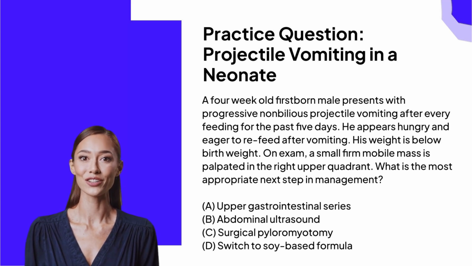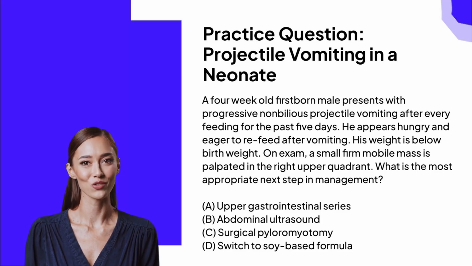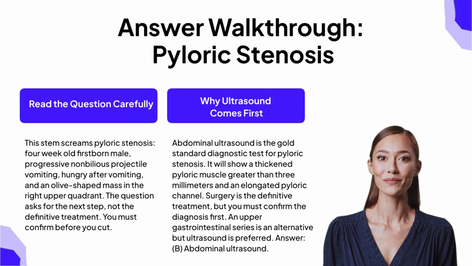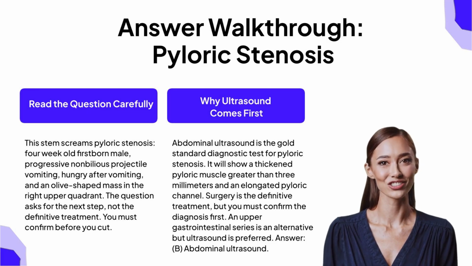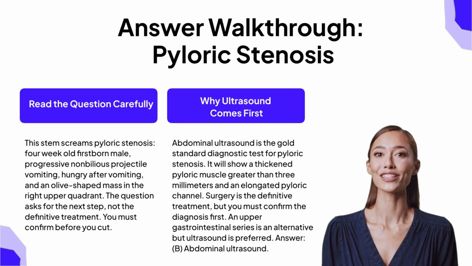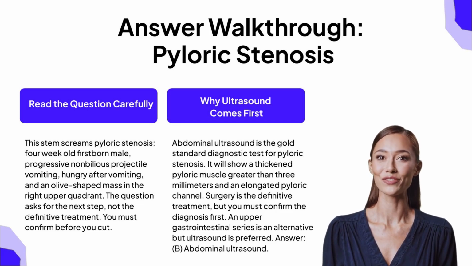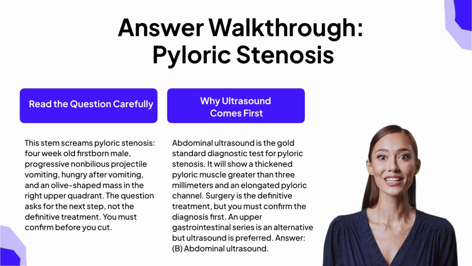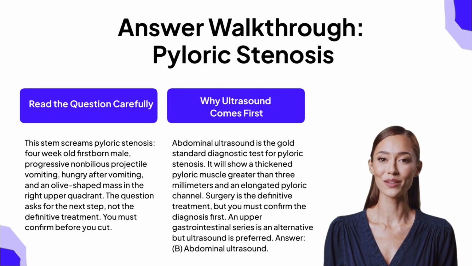Think about what diagnosis this pattern suggests and what the question is specifically asking for. Let us break down this answer. First, read the question carefully. This stem has every classic feature of pyloric stenosis: a 4-week-old firstborn male, progressive non-bilious projectile vomiting, eager to refeed, weight loss, and the olive-shaped mass in the right upper quadrant.